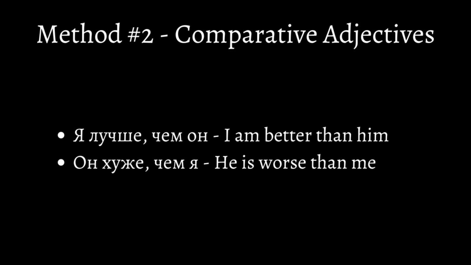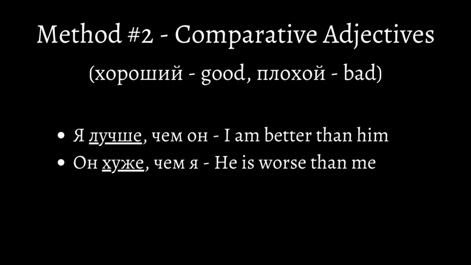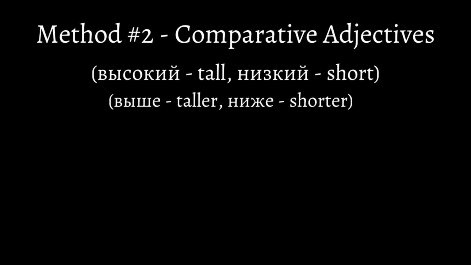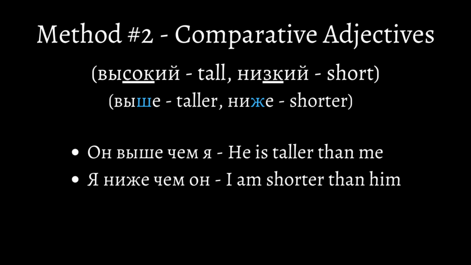The two phrases use the comparatives of хороший, плохой, and object pronouns like him and me. Besides these adjectives, there are высокий and низкий, meaning tall and short, and their comparatives are irregular in the spelling. Выше and ниже. In the comparative выше, ш replaces сок, and in the comparative ниже, ж replaces з and к. Он выше, чем я, and я ниже, чем он. He is taller than me, and I'm shorter than him.